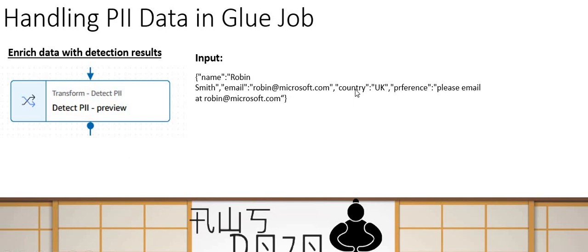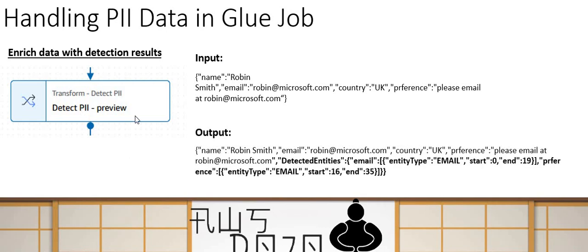And if I pass this data through this Detect PII transformation, it will give me an output like this if I go for the detection results approach. What it will do is keep the original data as it is, but then it will add a new field together, which is called detected entities.